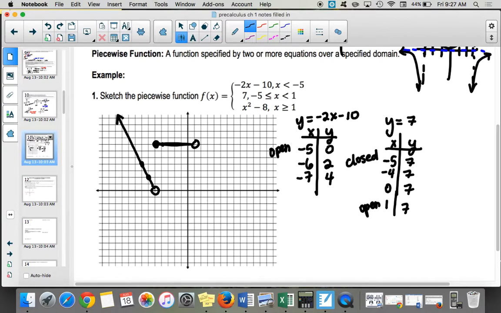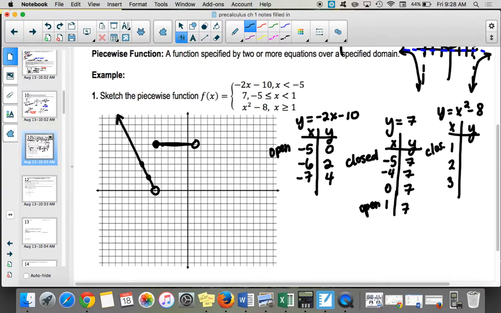All right, and then our last function that we have is y equals x squared minus 8. And this is for values greater than or equal to 1, right? So it's going to be closed. So we're going to have 2, 3, and so on. Okay, so knowing the shape kind of helps. It's an upwards parabola, part of it. It's just going to be a portion of it because we're not including the whole domain.